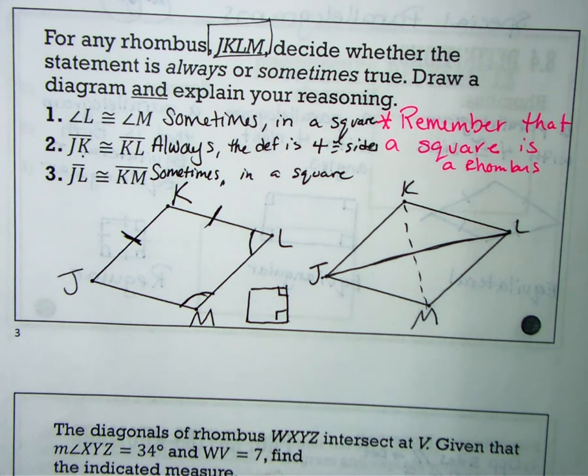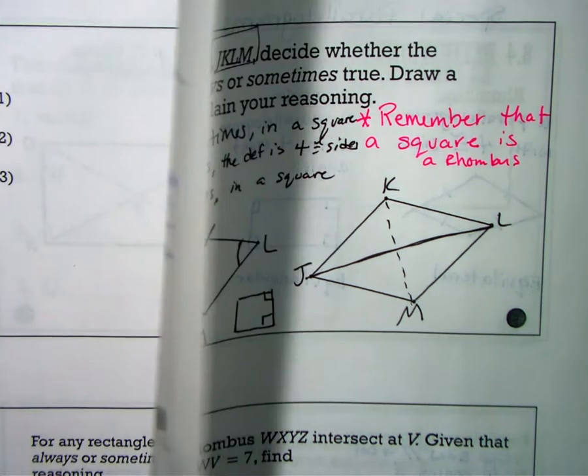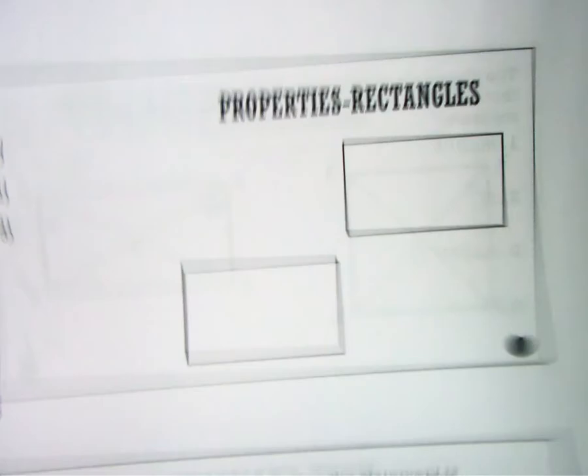Take a deep breath. That's a lot of information thrown at you. Right? Now let's do the next one. Because the next one, here's the deal. The next one is a rectangle. Pretty sure you're comfortable with a rectangle.